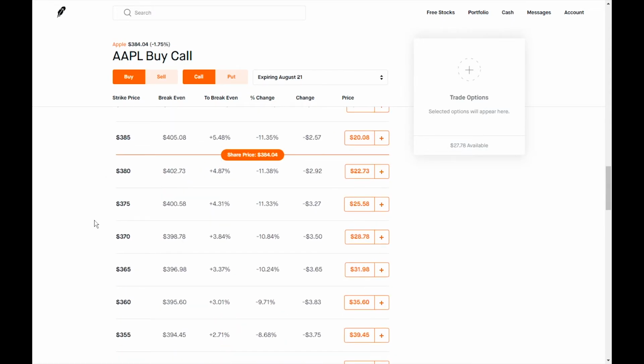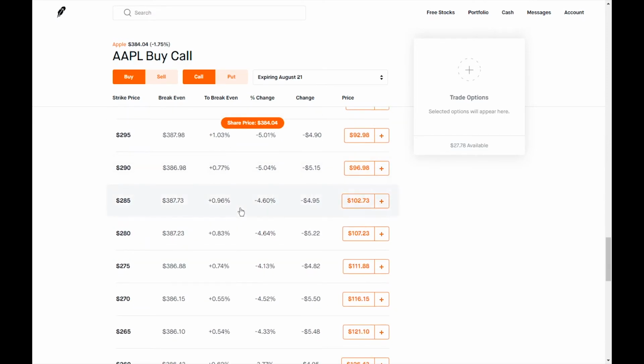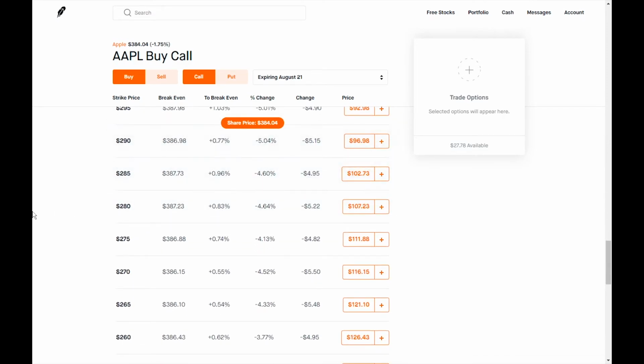A lot of people kind of wonder, well, why not just buy really far in the money then and kind of guarantee a profit? Well, that's not such a terrible idea, but it comes with a cost. So if you're buying a call and you want the price to go up, price is currently at $384. If you bought way in the money, say at $280, like obviously Apple's not going to drop $100 in the next month. And if they did, something major happened, but you're going to be paying a lot more for this premium.